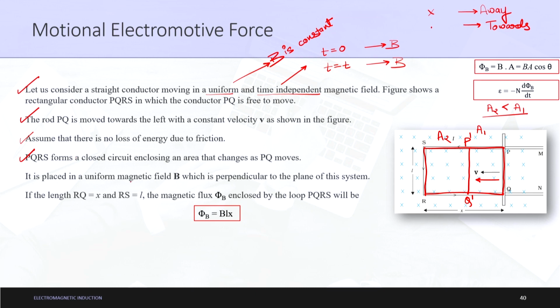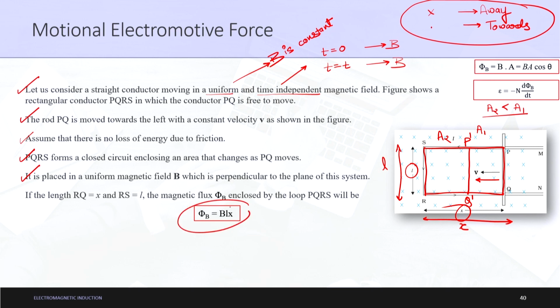Next, it is placed in a uniform magnetic field B, which is perpendicular to the plane of the system. As I already told you, it is perpendicular to the plane of the system. You can assume that your laptop screen is a plane, and anything which is going inside is the magnetic field B, perpendicular to the system. Now, if the length RQ is x, and RS is L, already denoted here, then the magnetic flux phi B enclosed by the loop PQRS will be phi B is equal to BLx.